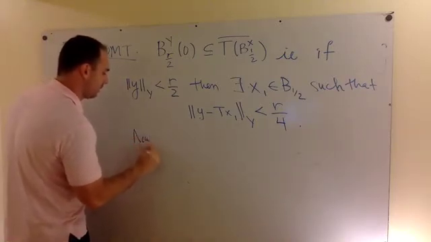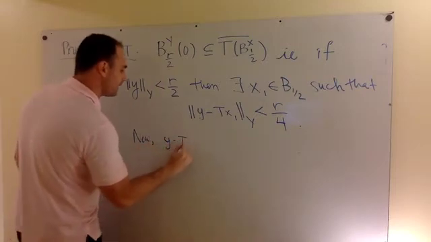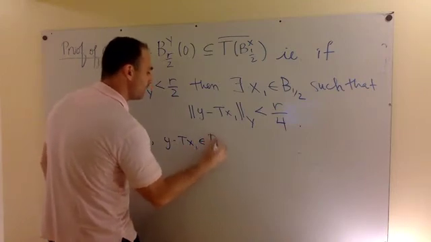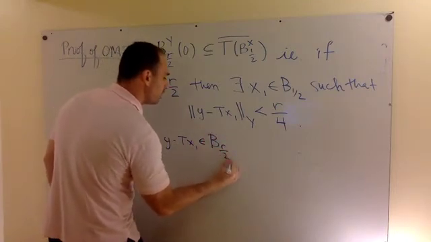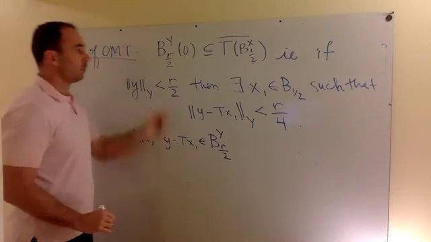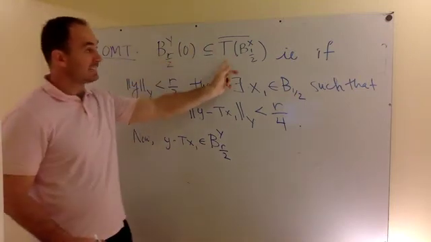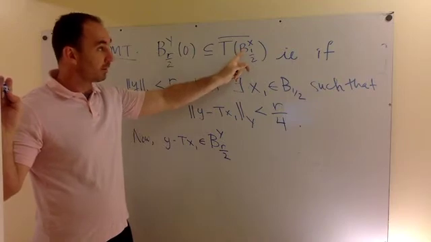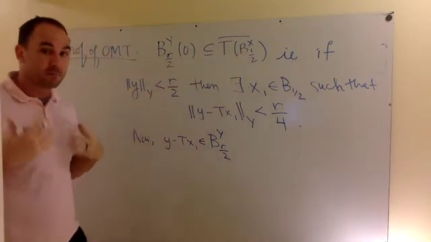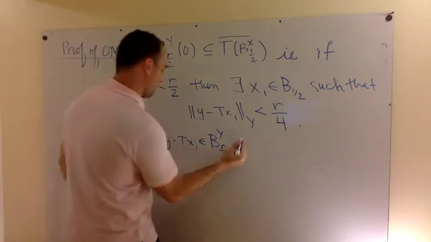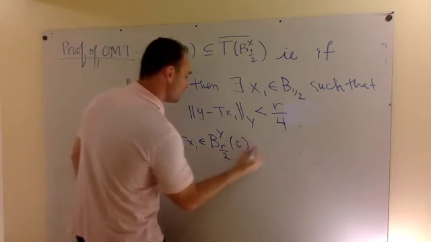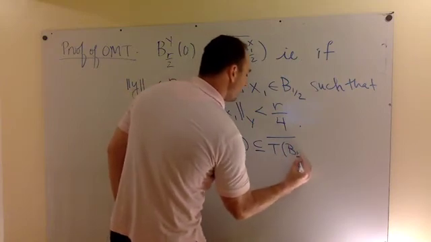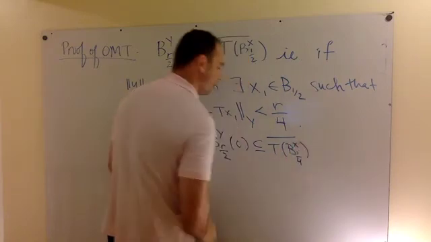Now, we have that y minus T x1. What is this guy in? This is in B_{R/2}(0) in Y, which will be contained in the closure of the image of the ball centered at 0 of radius 1/4. Okay? Let me write this. This is contained in the closure of the 1/4.